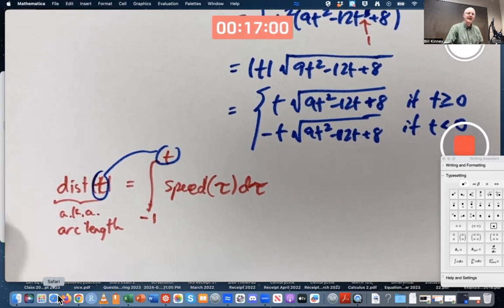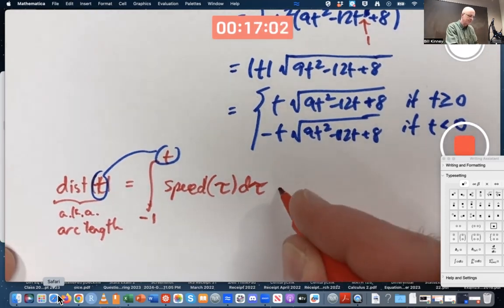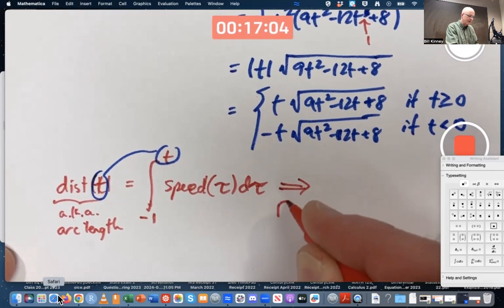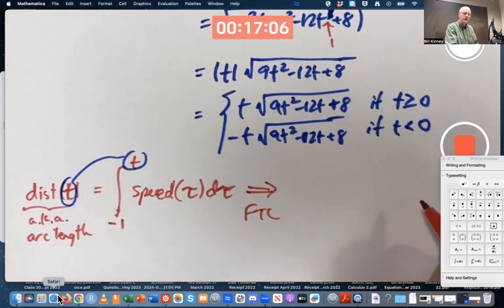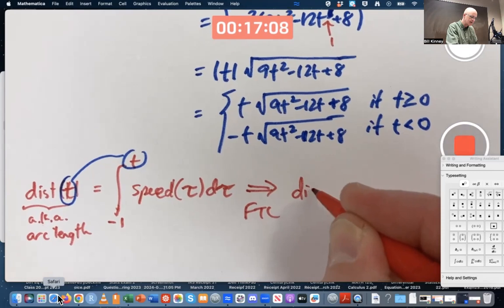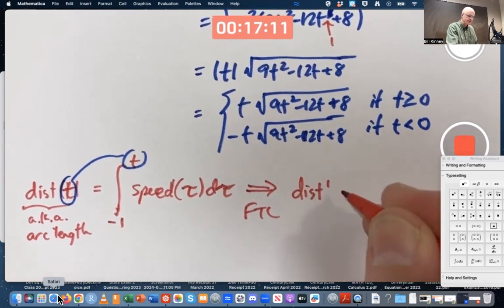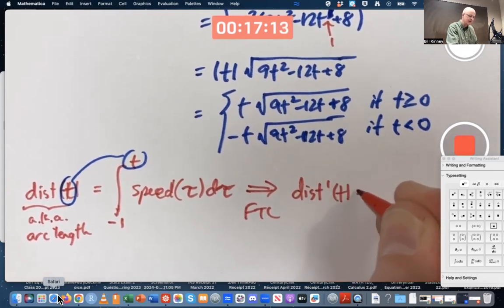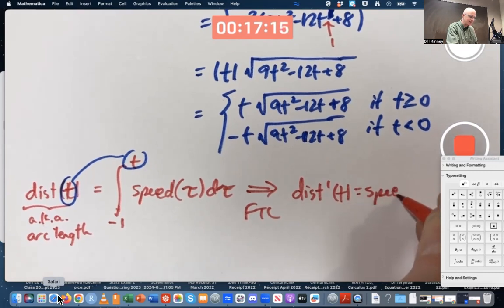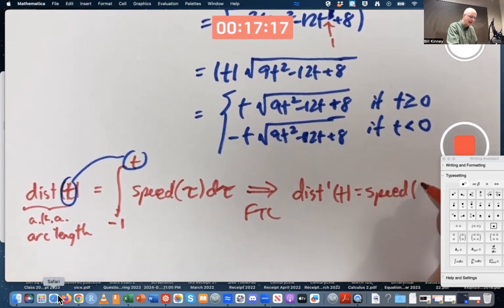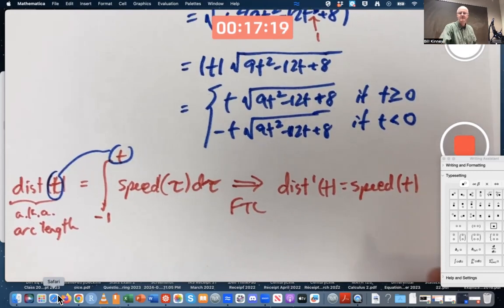And when you write it this way, it's also worthwhile to emphasize the fundamental theorem of calculus would imply that if you differentiated this distance function with respect to t, you would get the speed function at that value of t. Don't put a tau there.